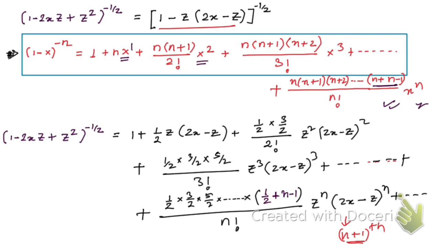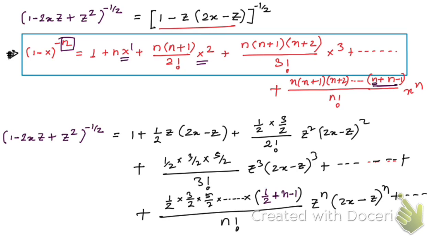So here you see, this n is the power here. And this n minus 1 comes because this is the n plus 1 term, right? Hope you have understood this. So that's why, please don't replace this n by half. Okay, right? Hope you have understood this.